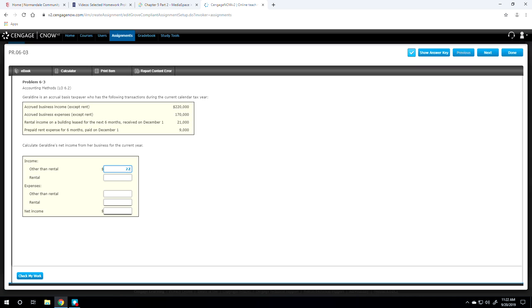And let's see, $220,000. What was the income from the rental? $21,000. And since those are the accrued, or this one was the accrued income, and then this one is rental income on a building leased for the next 6 months received on December 1st.